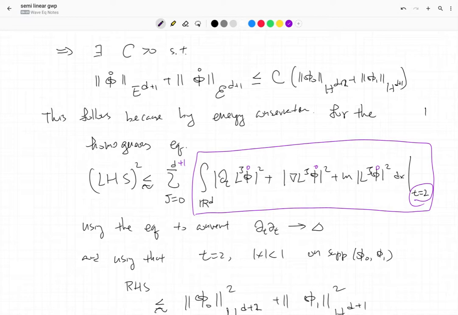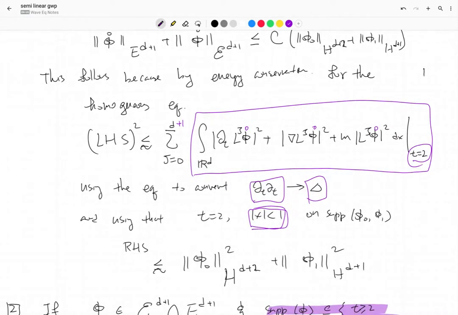two time derivatives acting on phi ring is equal to one space derivative. So two time derivatives become a Laplacian. And also, since we're fixed at t equal to 2, and we're fixed on the domain absolute value of x less than or equal to 1, this ball of radius 1 is the support of phi naught and phi 1. This tells us that these expressions, dt phi ring, etc., can all be bounded by phi naught in H^{d+2} and phi 1 in H^{d+1}.